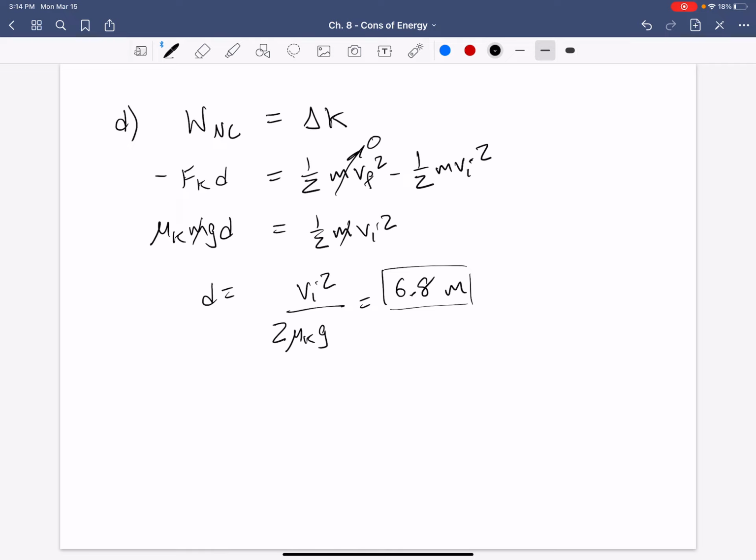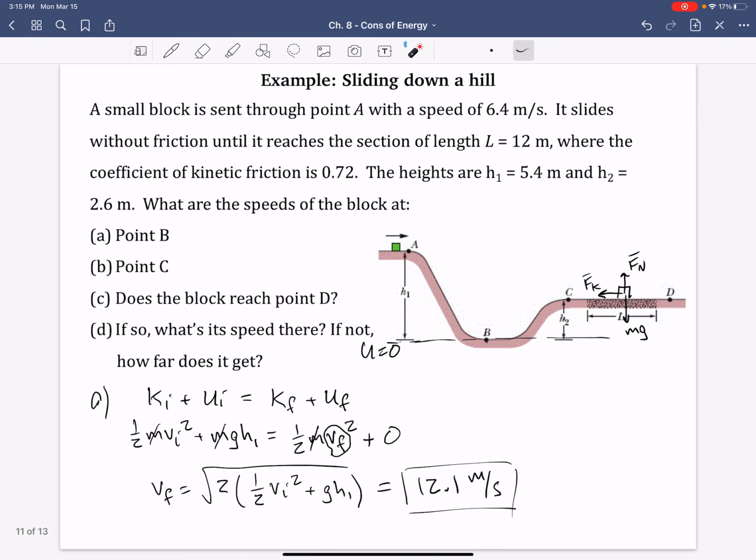So that's the distance at which the object comes to rest finally. The energy has been completely dissipated by the frictional force, and that frictional energy cannot be put back into the block, and that's why it's a non-conservative work. That's why we use this non-conservative energy equation right there. So it turns out that the block comes just past halfway, and then comes to a stop.